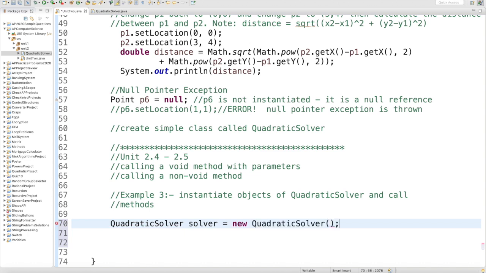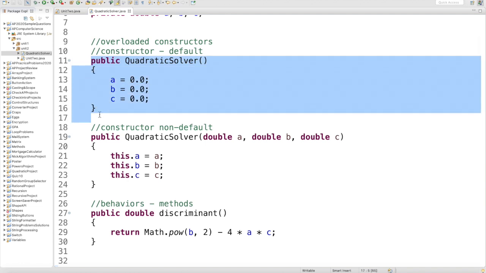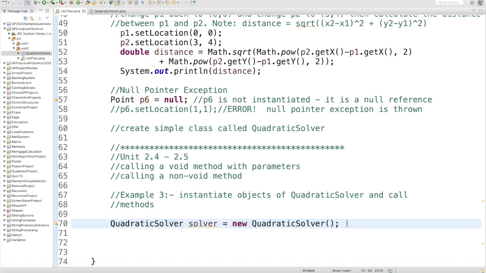QuadraticSolver. Now if you remember, this one was creating a QuadraticSolver where A, B, and C were all 0. I'll remind you. Let's click over here and look at the constructor. This QuadraticSolver right here is the one that's coming after the word new. I'm going to go back. So A, B, and C are all zeros. That's the constructor, I'm creating a new instance of the QuadraticSolver, and the name of my object is solver.